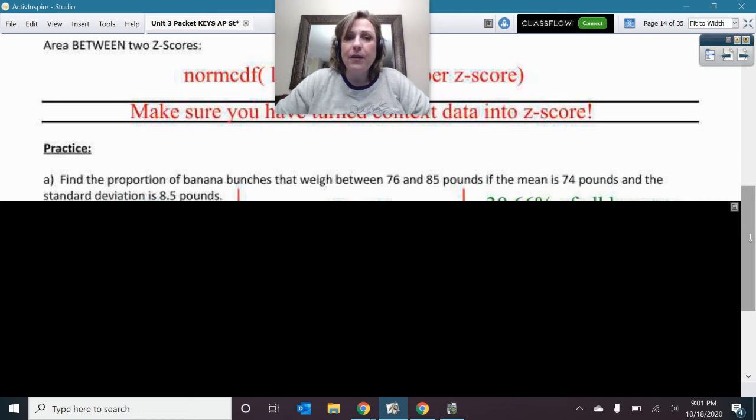But when I did this, I just put 76 to 85. Well, that didn't give me much information, because if I just put 76 to 85 in my calculator, it is thinking 76 standard deviations out there. And 85, holy moly, that's way out there. So there's basically nothing out there, and I got 0. Turn them into z-scores first with this mean and this standard deviation.